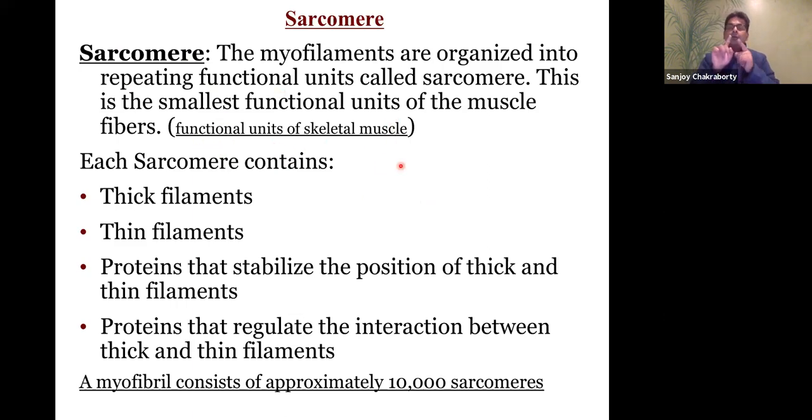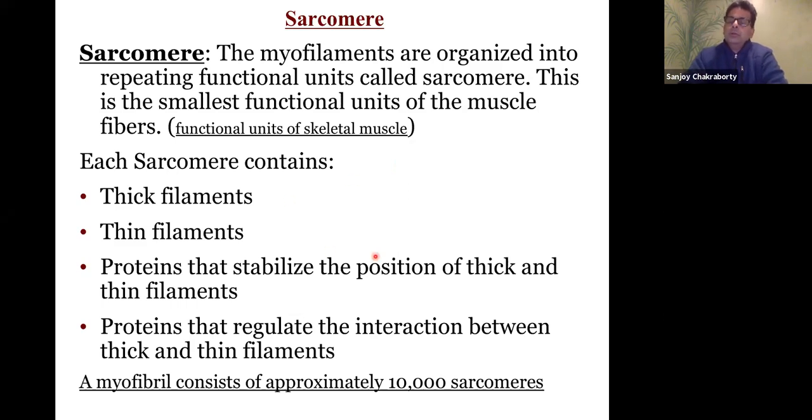So in order to understand how a muscle cell contracts, you don't need to study the whole myofibril. You just need to study one sarcomere. It is exactly the same way. If I ask what are the characteristics of the wall, you don't have to study the entire wall. You just study one brick. If you understand the characteristics of that little brick, you know the characteristics of the wall. Same thing here. If you know how one sarcomere works, you know how the myofibril works.